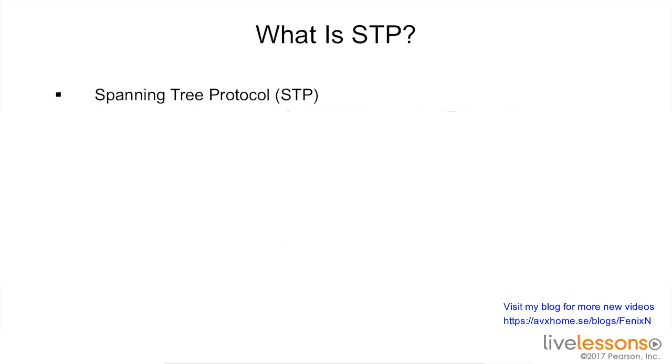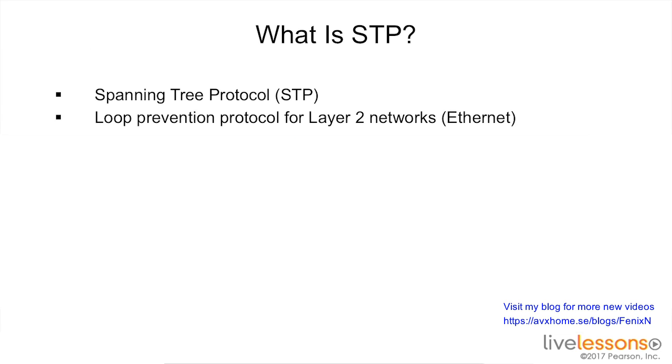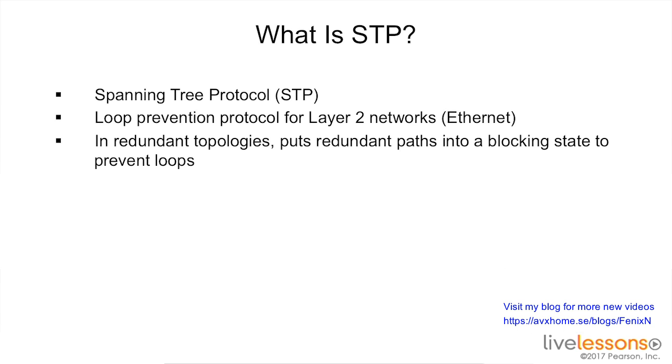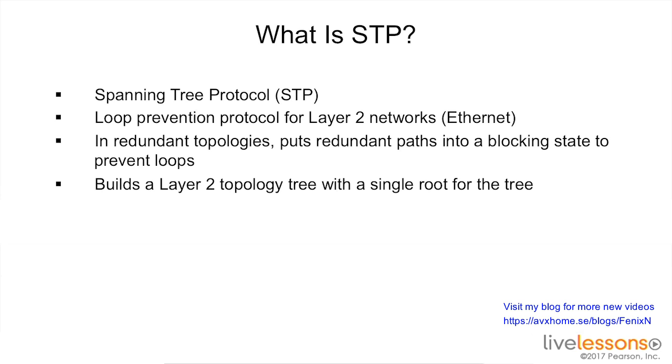We need the spanning tree protocol for loop prevention for layer 2 networks in Ethernet. In redundant topologies, it puts redundant paths into a blocking state and prevents loops in the situation we just talked about. It builds a layer 2 topology tree with a single root. The root bridge placement is very important. You want to make sure it's in the center of your network on a switch that has plenty of horsepower.